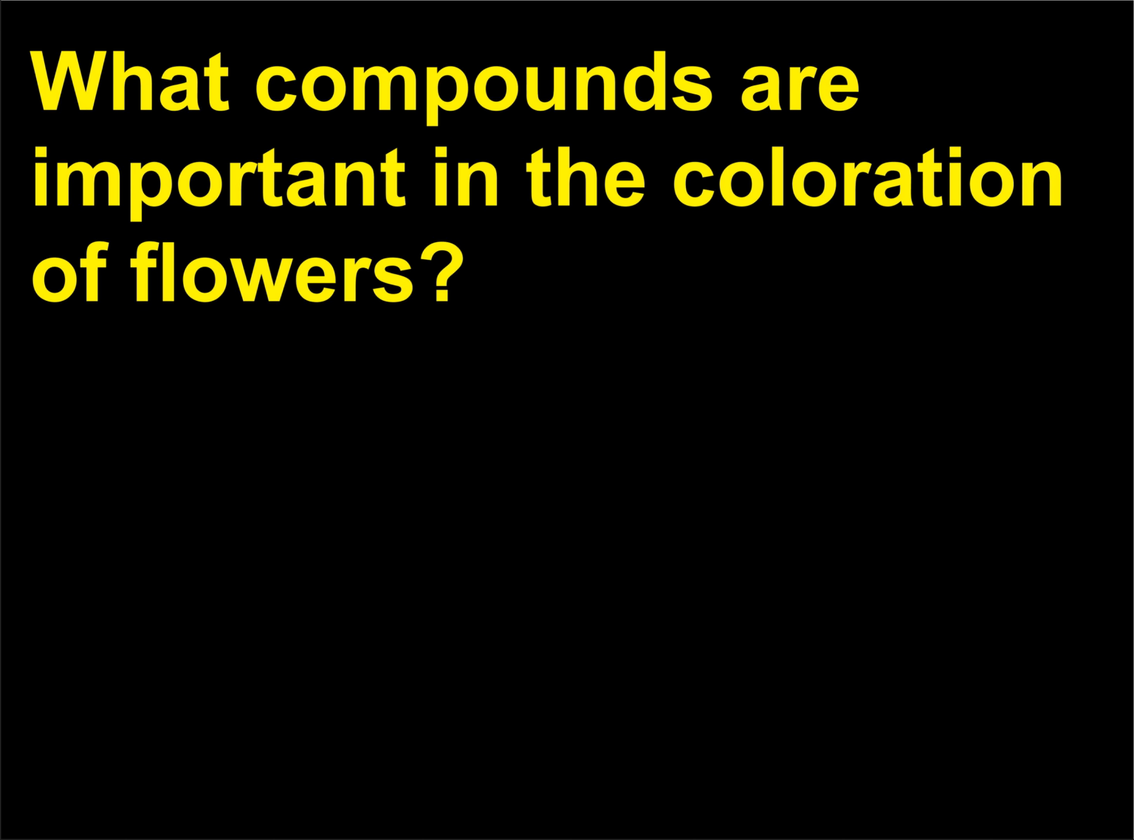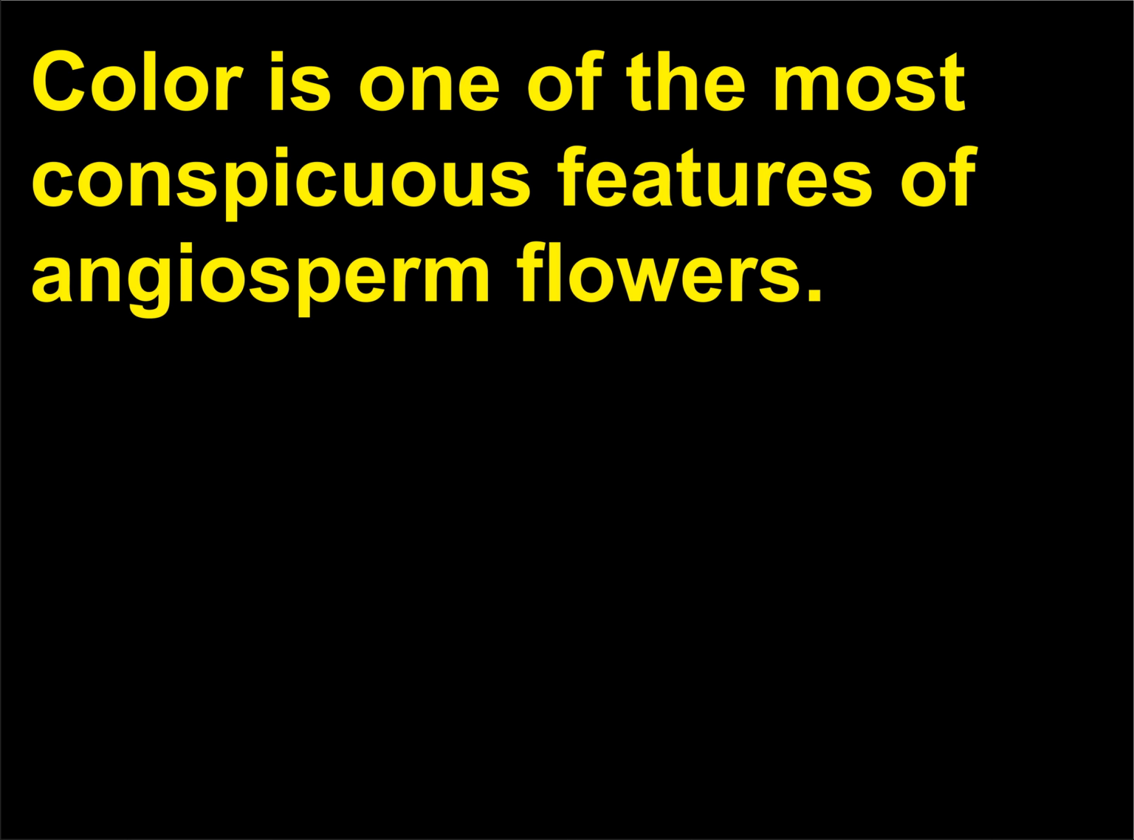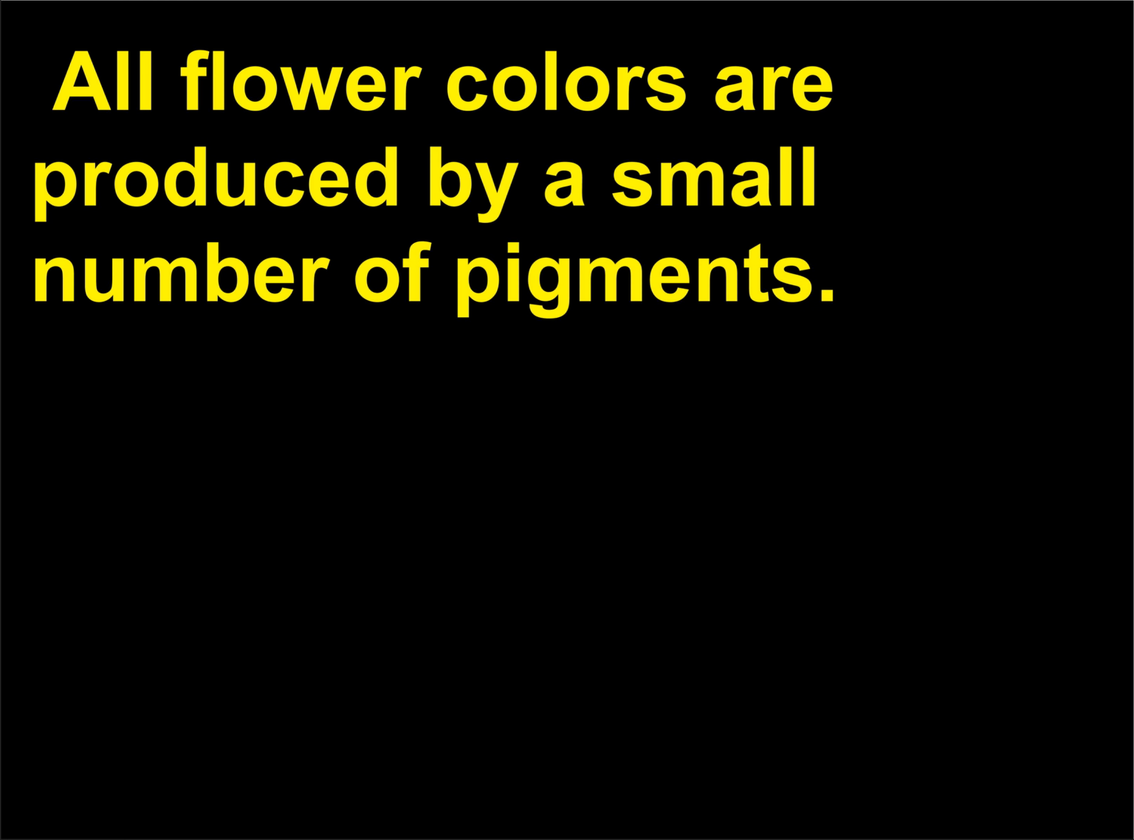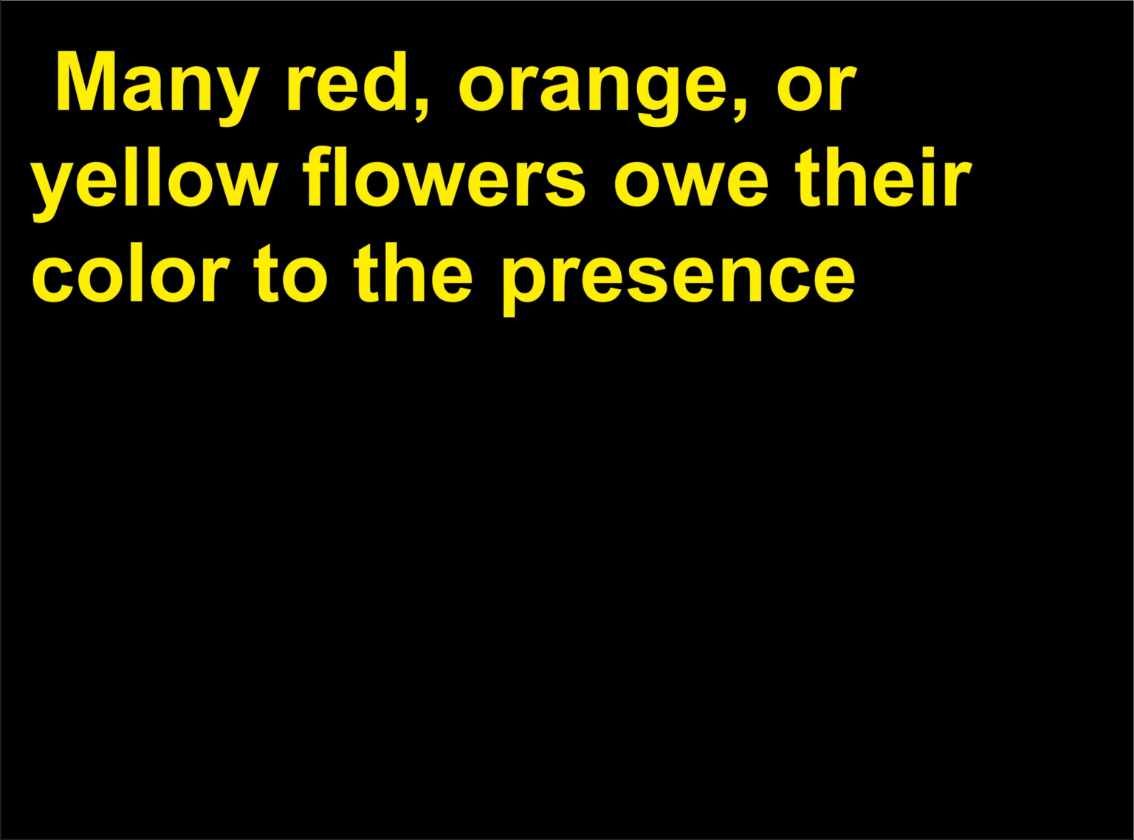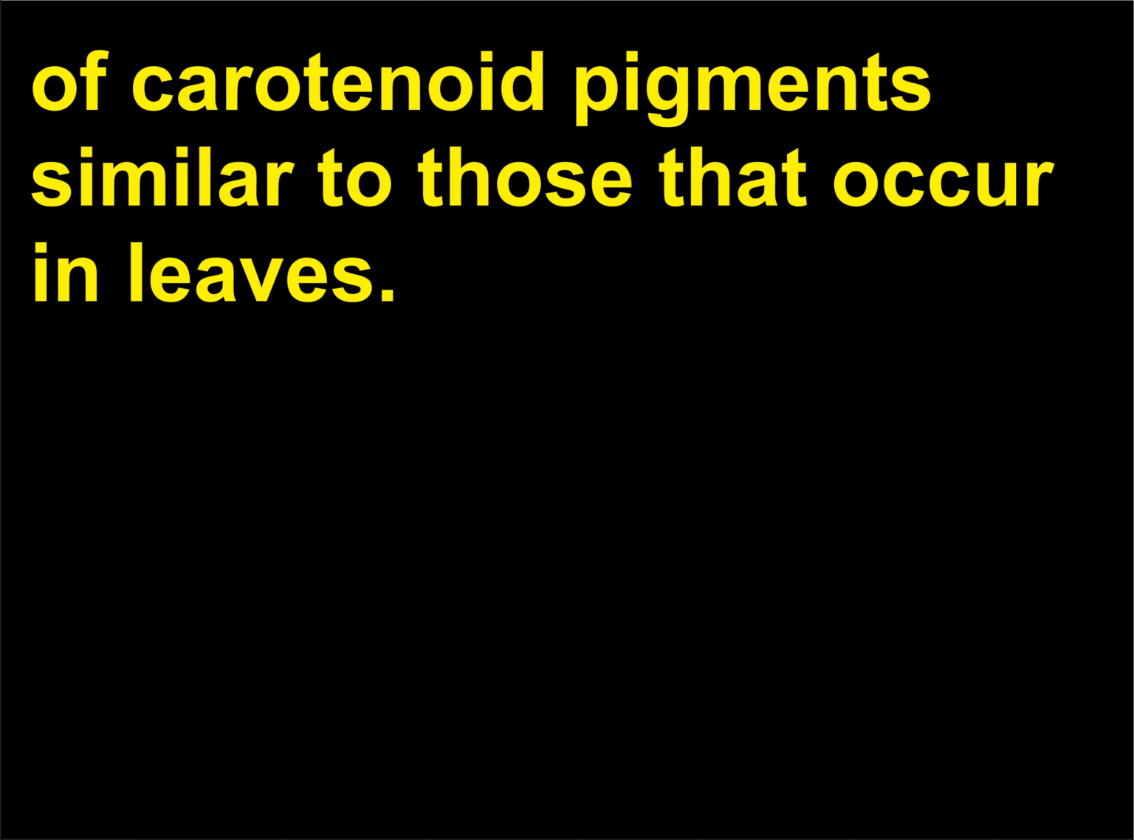What compounds are important in the coloration of flowers? Color is one of the most conspicuous features of angiosperm flowers. All flower colors are produced by a small number of pigments. Many red, orange, or yellow flowers owe their color to the presence of carotenoid pigments similar to those that occur in leaves.